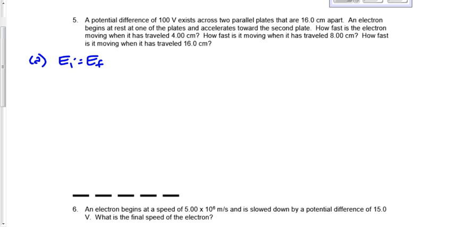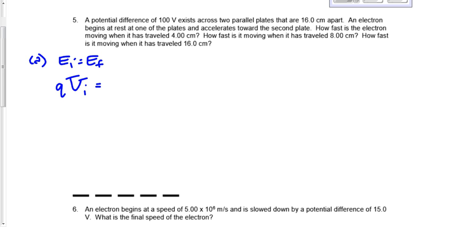Does it have kinetic energy at the beginning of the problem, Tanner? No, it doesn't. Does it have potential energy? Yes, it does. But not MGH potential, right? It's QV potential. Kelton, question? Is it possible for electrons to get to rest? That's a good question. Let's say yes. That's a good question, though.